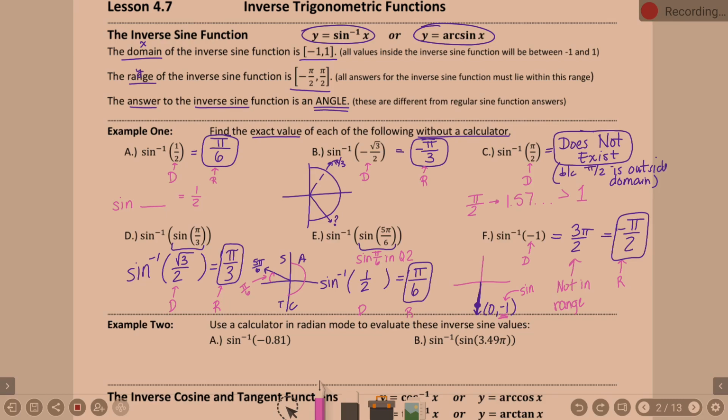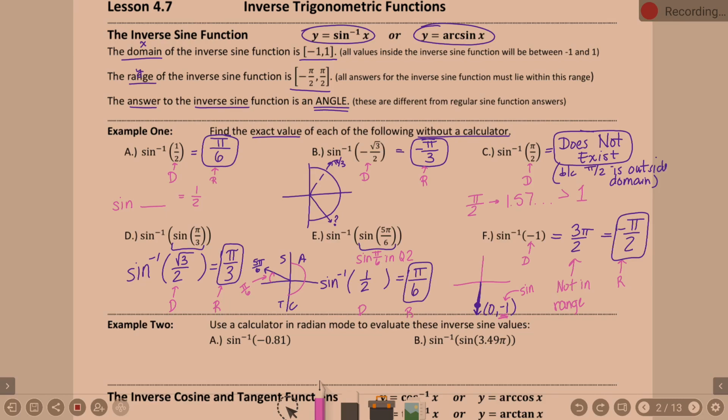Okay, guys, are you getting some of the catches here? The basic idea of inverse trig functions is very basic. It's very easy: at what angle does sine equal this? But there's some catches along the way. Okay, questions here.